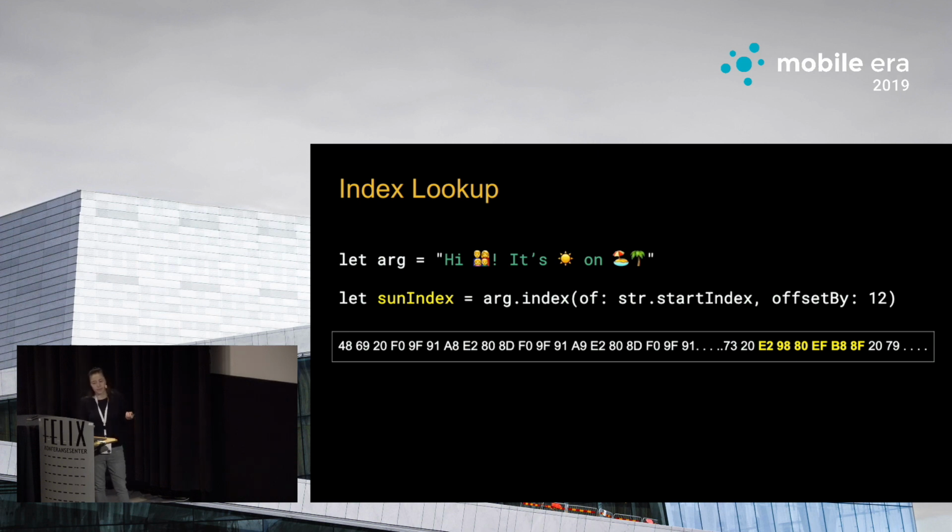The preceding characters have variable width, for example, the family emoji. So we can't perform random access to look up the 12th character. We have to perform a linear scan, and this is O(n).